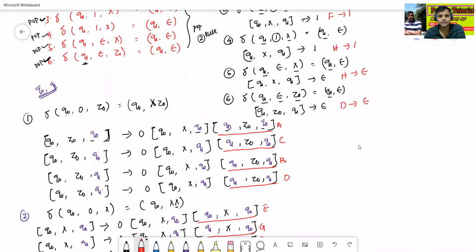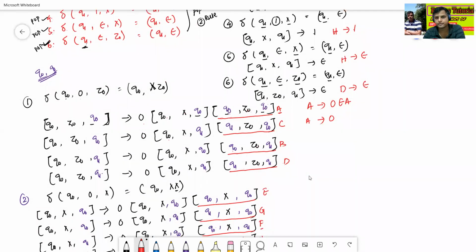So this one, Q0, Z0, Q0 means A. A to 0. Q0, X, Q0 means E. Then Q0, Z0, Q0 means A, that is 0. Q0, X, Q1 means F. Then Q1, this one is C. Then Q0, Z0, Q1 means B. Then 0. Q0, X, Q0 means E. Q0, Z0, Q1 means B. This one is B, 0.